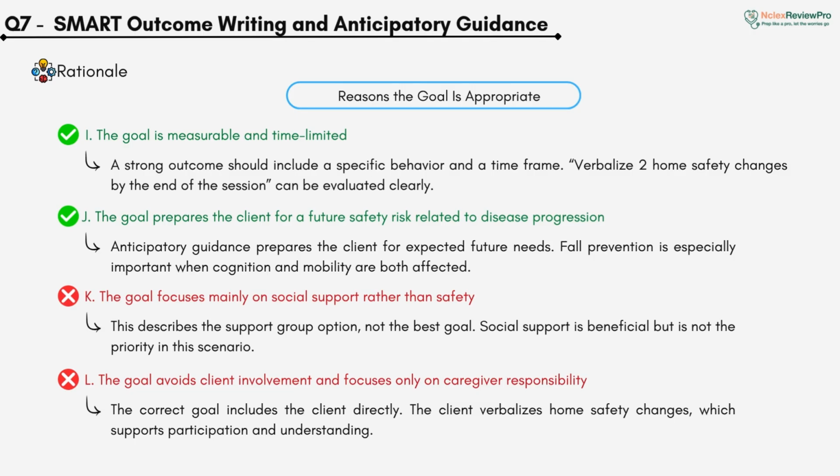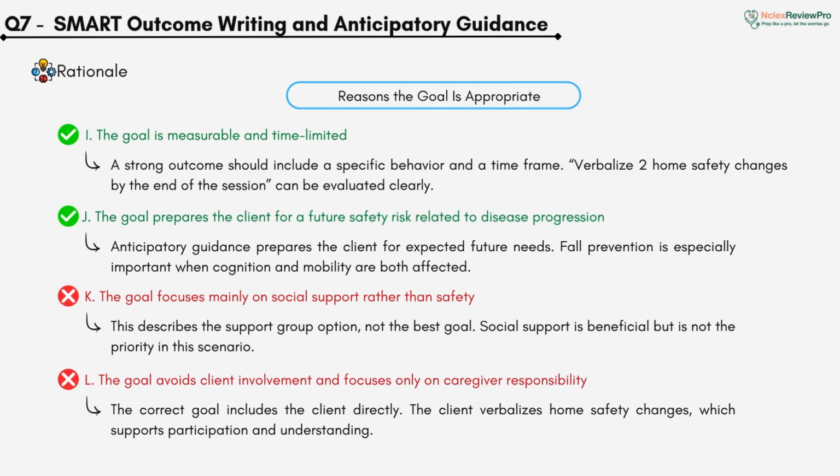Option K. The goal focuses mainly on social support rather than safety. This is incorrect. That describes the support group option, not the best goal. Social support is beneficial, but safety is the priority in this scenario.